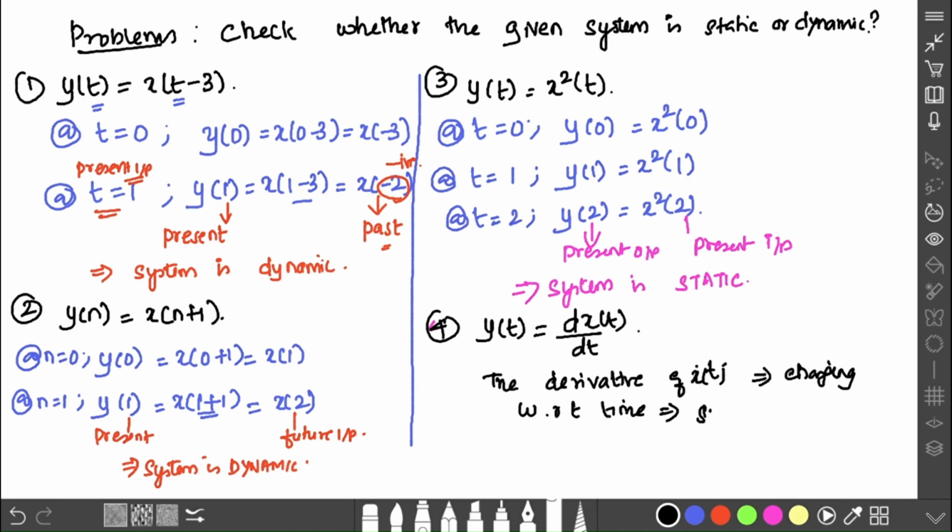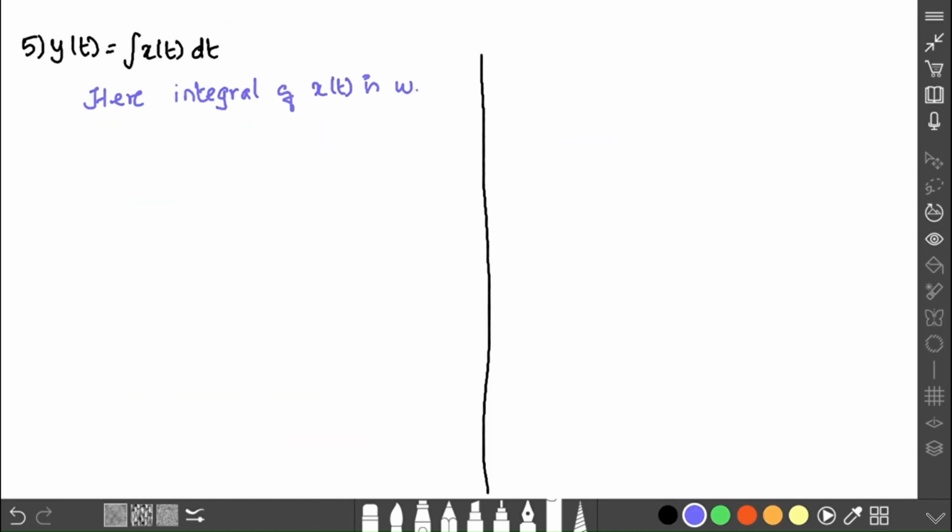And the fourth case, the derivative case. Whenever we get a derivative or integration, it is always dynamic because it is changing with respect to time. So it doesn't depend only on the current input. So we can say the derivative or integral function is always dynamic.